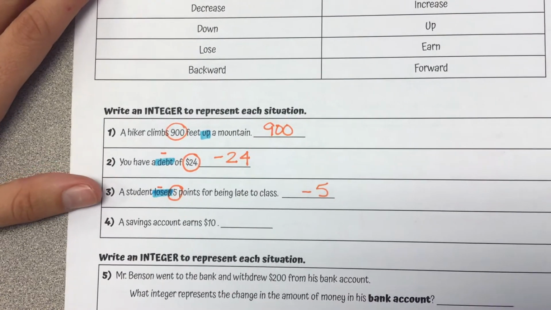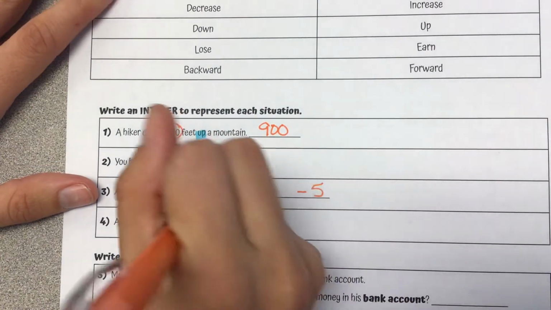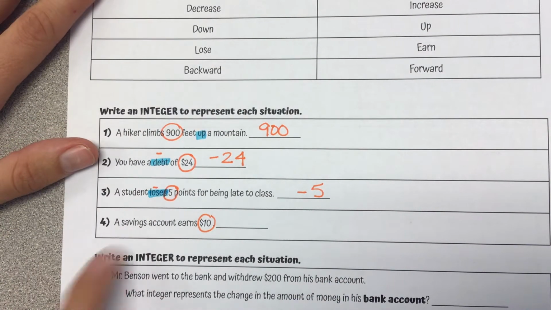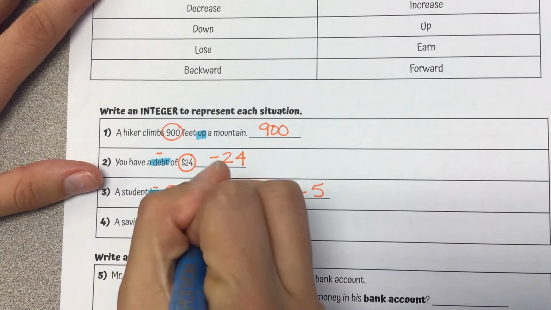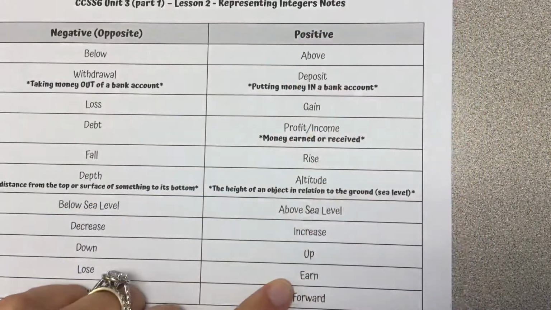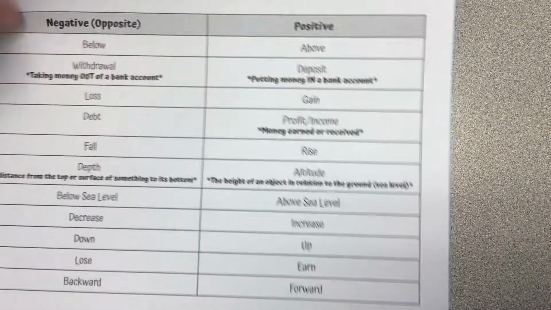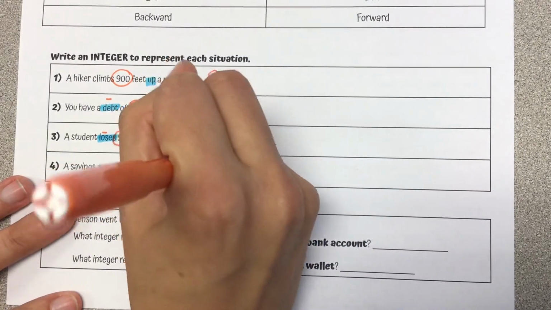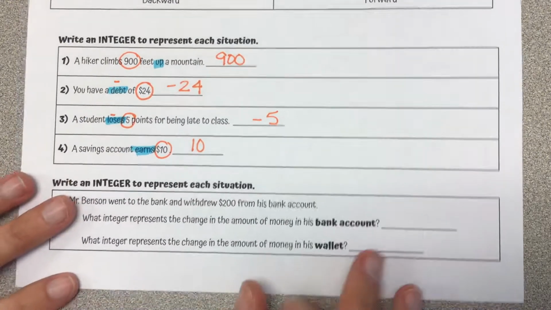Number 4, a savings account earns $10. So you're saving money, that's a good thing. The key word that I see is earns, which is listed on the positive side of my chart. I'm earning money, that's a good thing, that's a positive thing. Remember, when we have a positive, we don't need the plus, I'm just writing the number 10.